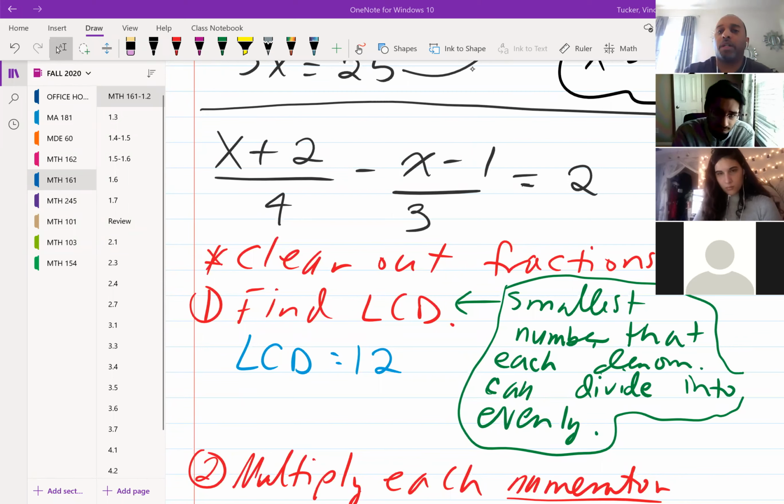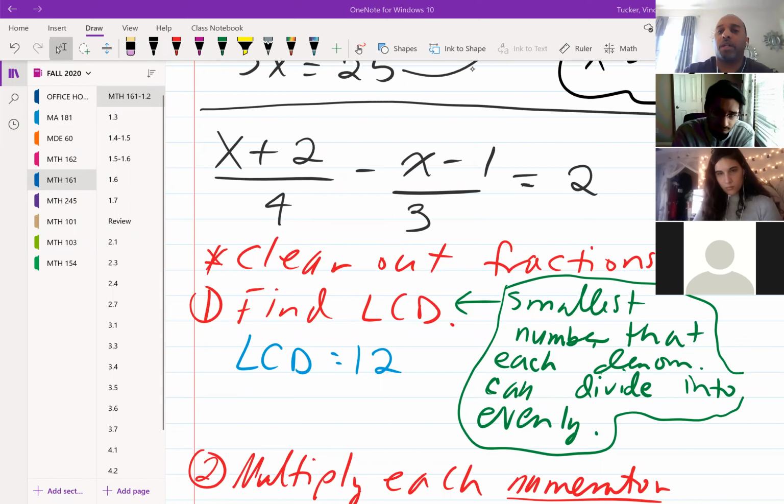And the LCD, yep, somebody said the LCD is 12. Thank you very much. Yep, the LCD is 12 in this case. Remember, your LCD is always going to be the smallest number that each denominator can divide into evenly. So we have 4 and 3, and so 12 is the smallest number that 4 and 3 can divide into evenly.